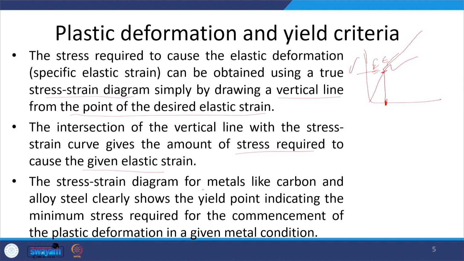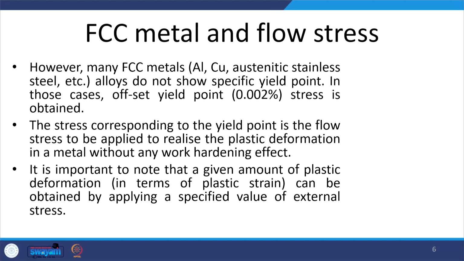The stress strain diagram of metals like carbon steel and alloy steel clearly shows the yield point, indicating the minimum stress required for the commencement of plastic deformation in a given metal condition. So, metals like steel will show an engineering stress strain curve like this, and this yield point, where it shows some kind of deviation, indicates the minimum stress required to cause the commencement of the plastic deformation in a given metal condition.